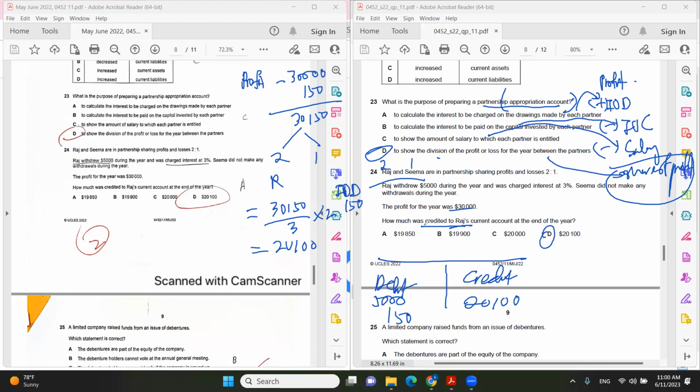You need to be careful with the last sentence. This sentence is talking about what was credited, which means they're asking for this part only. Sometimes the question may ask how much the balance is, or how much the net is, so you need to calculate according to the last sentence. This is a keyword, credited. Okay, next up.